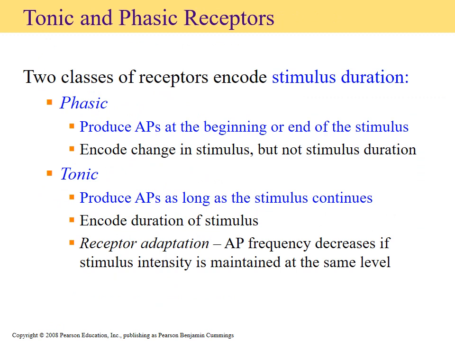Another thing that we should discuss is definitely how long does the stimulus remain? How long does the receptor keep responding to the stimulus? And it turns out we can have two options. We can have a phasic response or we can have a tonic response. A phasic response is usually what you see when you have an action potential that is generated either at the beginning or at the end of the stimulus. So not for the entire length of the stimulus, just at the beginning or at the end.